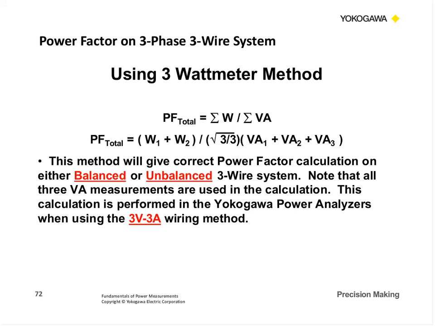So by using the three-wattmeter method, again, our 3V3A method, we look at all three of the VAs. This is what was important about that measurement: now, if these currents are not equal, we take all of them into consideration to get the total VA. And so the total VA, again, is the square root of 3 divided by 3. We're going to average the three of them. And it's still the two wattmeter method. So this will work if it's balanced or unbalanced on your three-wire system. So it's very important, and that's why we use this special wiring method and calculation method.